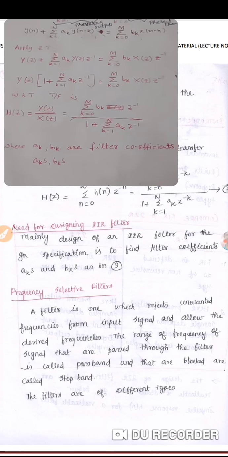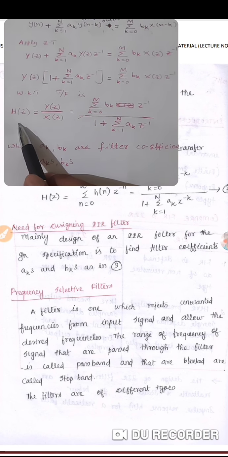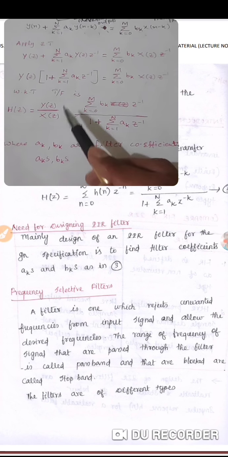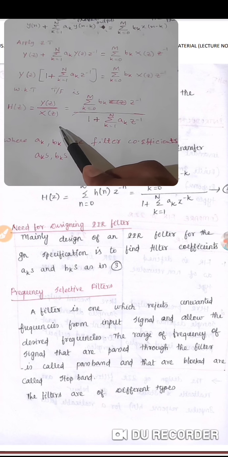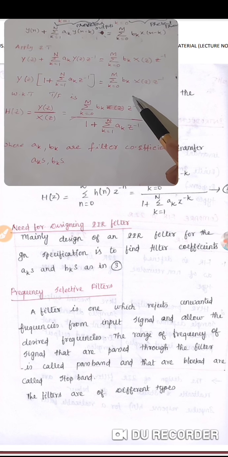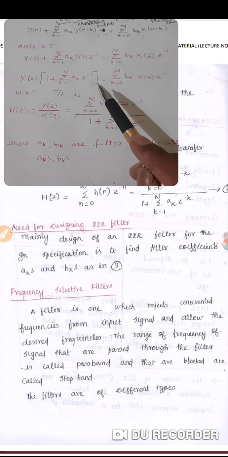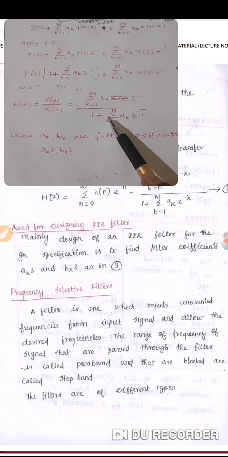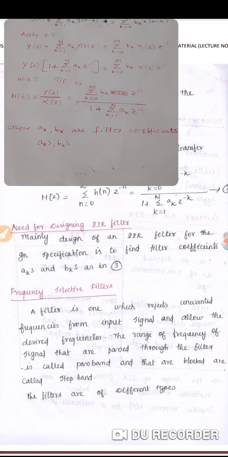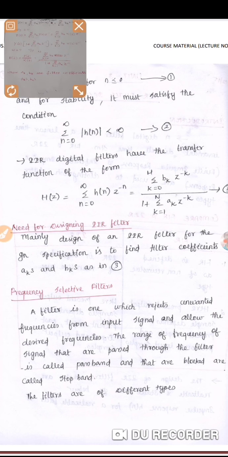We know that the transfer function or system function of a digital system is given by H(z) = Y(z)/X(z), which is output by input. If you take this term to the RHS, it becomes summation k equal to 0 to M, bk into z power minus k, divided by 1 plus summation k equal to 1 to N, ak into z power minus k. This is the general form of the digital system.